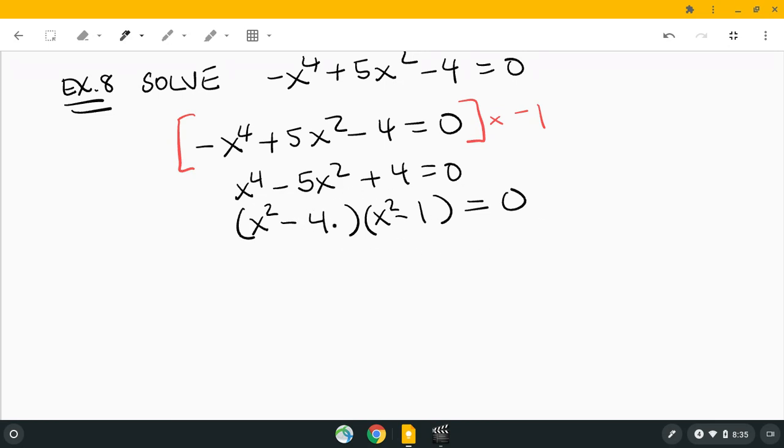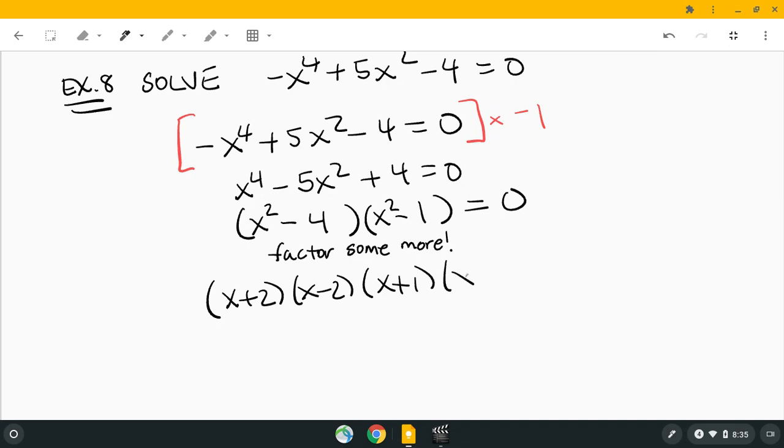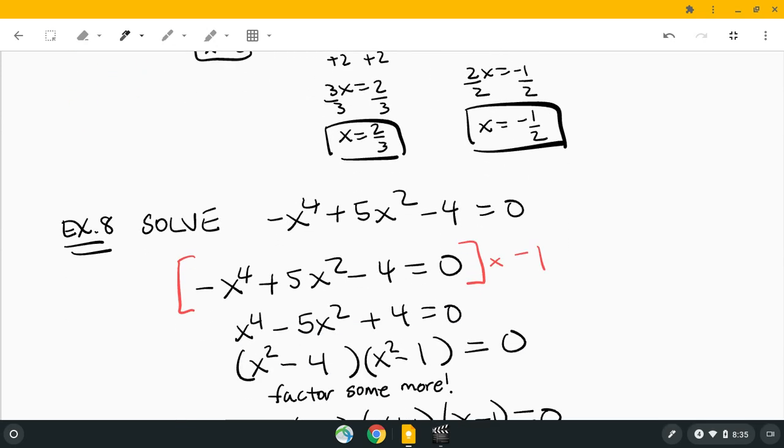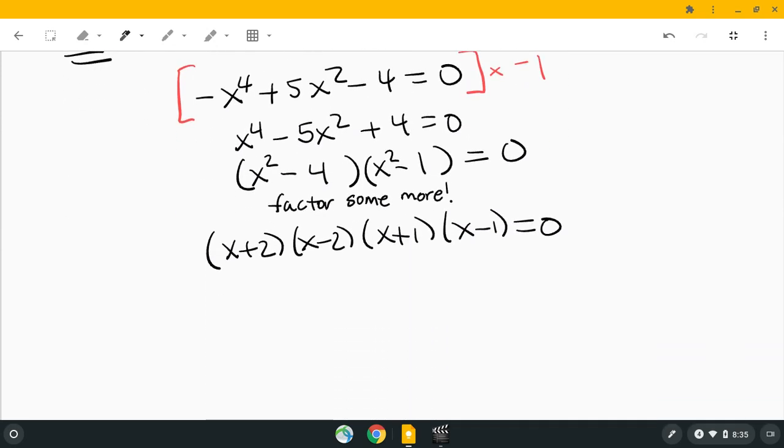Aha, but look at here. We have perfect squares, difference of squares, difference of squares. So we can factor some more. This one is going to be x plus 2, x minus 2, and this one's going to be x plus 1, x minus 1. And so now, just like up here, we had 3 factors, down here, we have 4 factors.